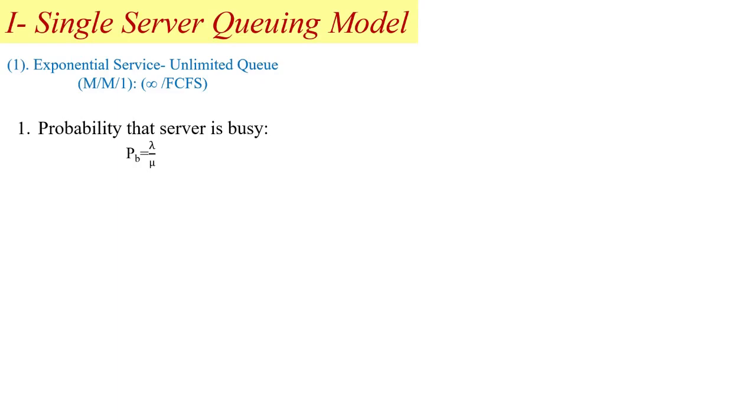So what are the formulas? Remember, these formulas are for the single server queuing model, especially for the unlimited queue. So in the data, if you identify that the given queuing model has a single server, only one server, and unlimited queue size, then you have to apply these formulas. First formula is the probability that the server is busy, which we denote as PB. That is lambda by mu.